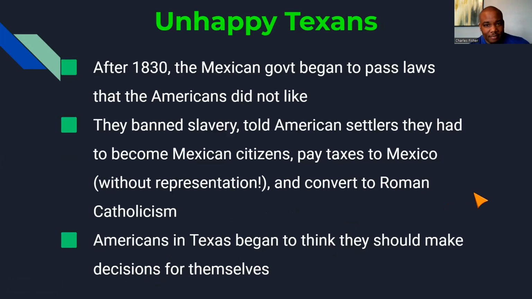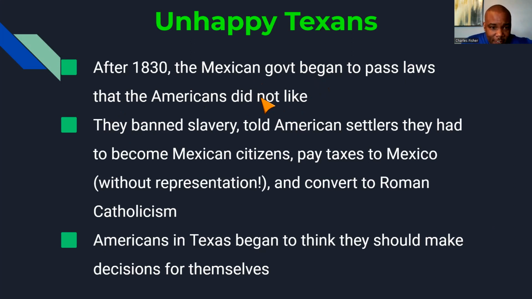So the Texans started to get unhappy because, remember, this is still Mexican territory. Why were they upset? After 1830, the Mexican government began to pass laws that the Americans did not like. Remember 1830, this is pre-Indian removal, when Andrew Jackson is president of the United States. Does this sound familiar? Passing laws the Americans did not like. It was British territory back in the 1770s, with unfair laws. History repeats itself over and over.